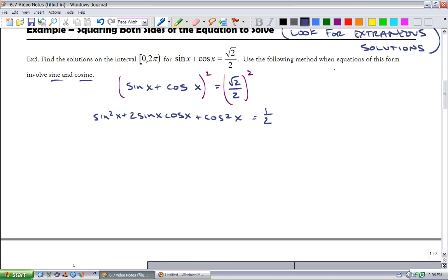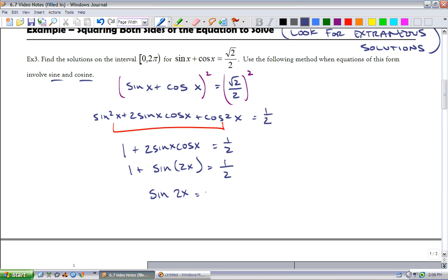Once we get that, we should notice a couple things from our identities in the past. Sine squared and cosine squared, those will add up, okay, to be 1. So I end up with 1 plus 2 sine x cosine x equals 1/2, and I should recognize 2 sine x cosine x as the double angle formula for sine. Now, how is that helpful? Well, it's helpful because now I have just a single trig function in my equation that I can deal with. If I subtract 1 from both sides, I end up with sine 2x equals negative 1/2.